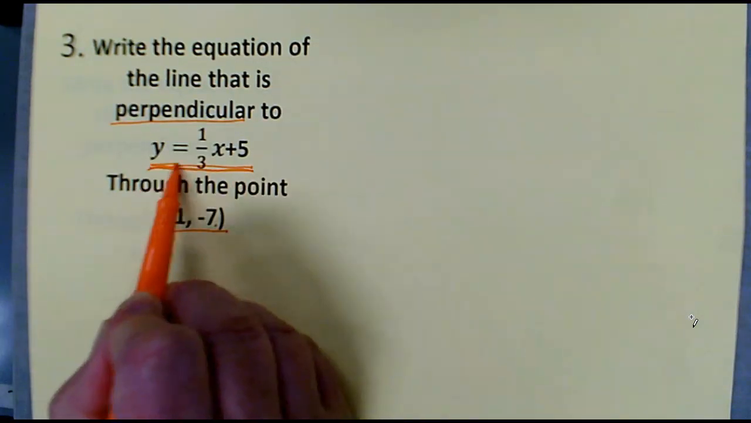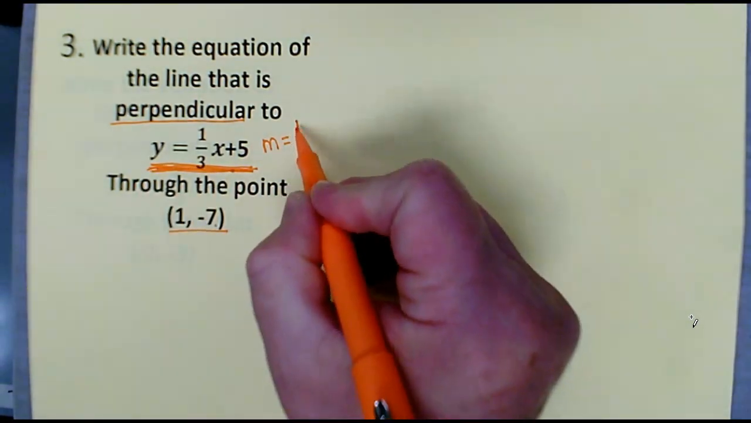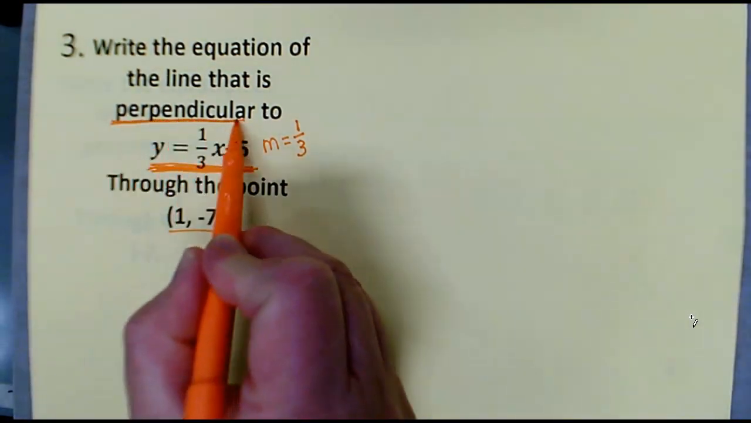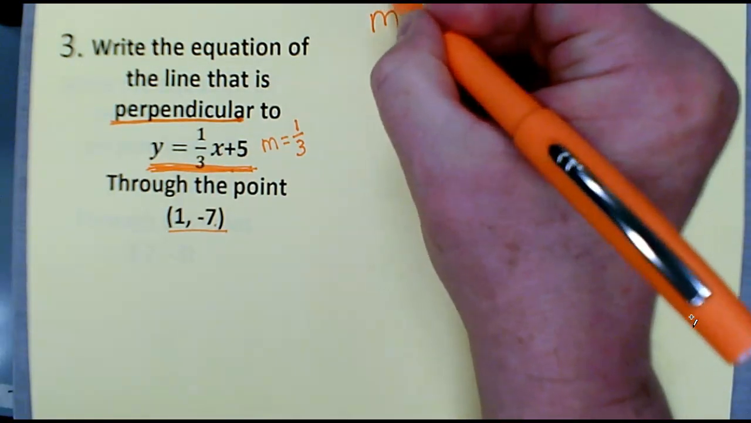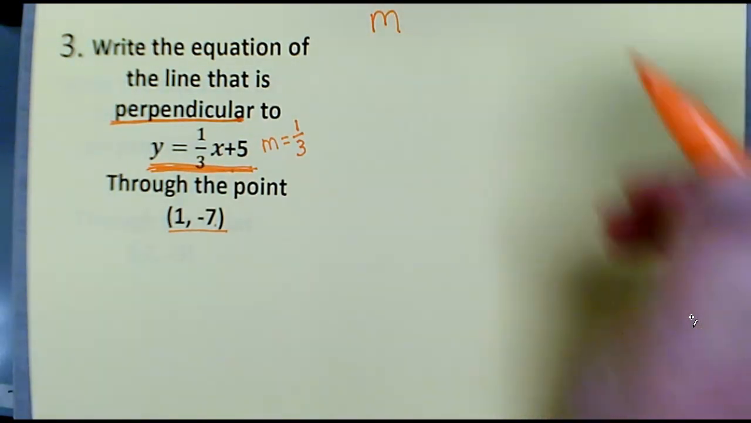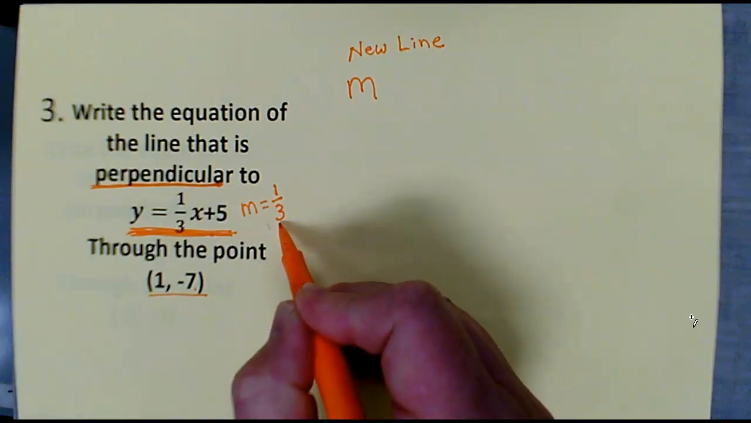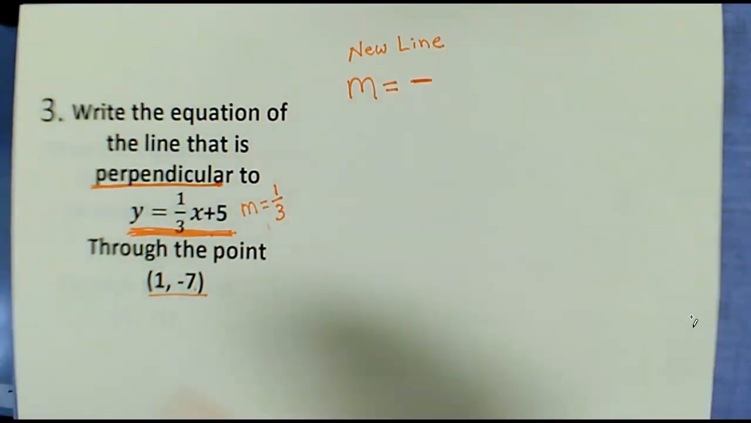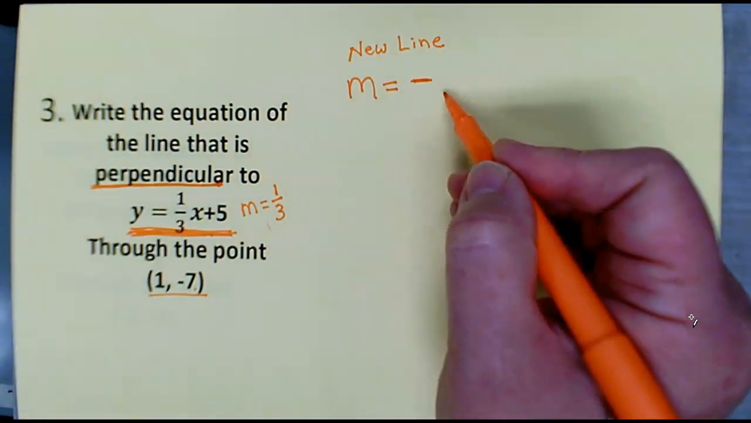First of all, I need to know the slope of this line. What is the slope of this line? Now I am going to make a new line, and my new line is going to be perpendicular, so I need a new slope. The slope that is perpendicular to this one, do you see that this one is positive? So my new line is going to have a negative slope because perpendicular has to have opposites.